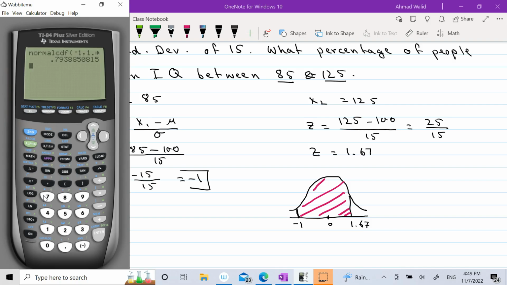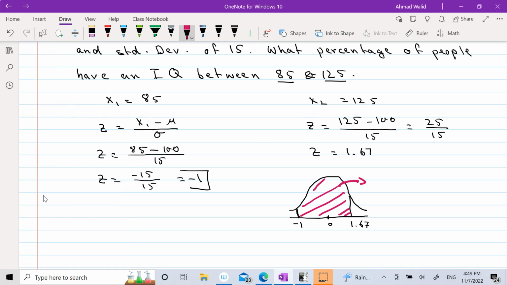Again, 0.7938. This area is 0.7938, and if you change to percentage, it will be 79.38%. Correct?